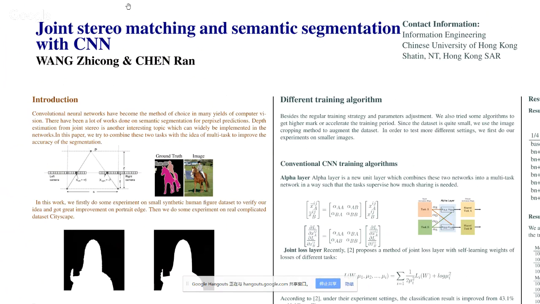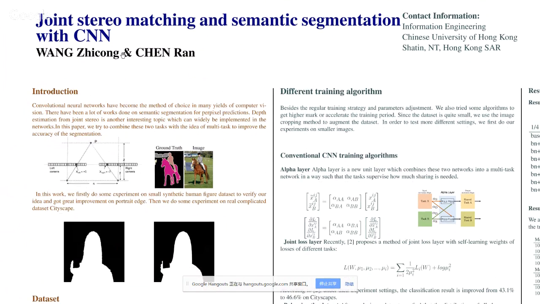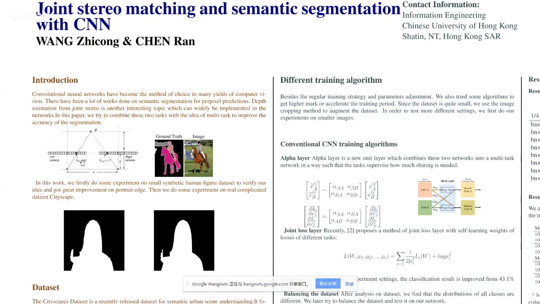Our topic is about joint stereo matching and semantic segmentation with CNN. First, we have a brief introduction about stereo matching and semantic segmentation. The basic idea of stereo matching is to make use of two images, the left image and the right image.